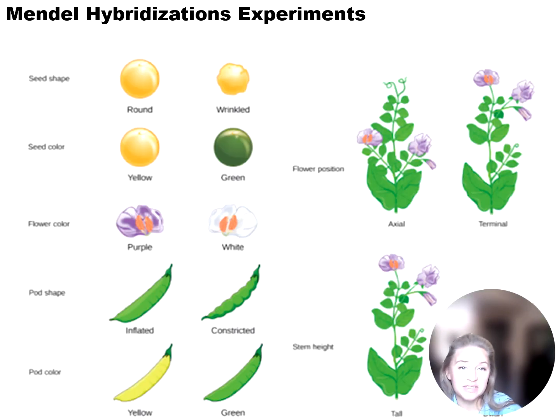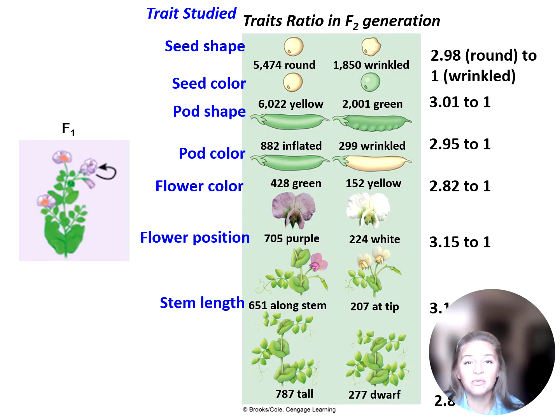So these were some other traits they looked at. So they looked at seed color, seed shape, flower color, pod shape, and pod color. So he collected all kinds of data about these different traits and how the different plants were being crossed. And what he found was this ratio in traits. So obviously these numbers are not exact, but they all were about 3 to 1: 2.98 to 1, 3.01 to 1, 2.95 to 1, 2.82 to 1. So all of these numbers are kind of close to 3 to 1.